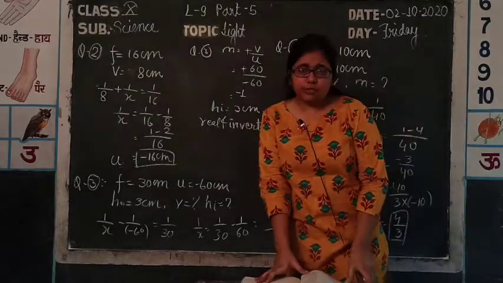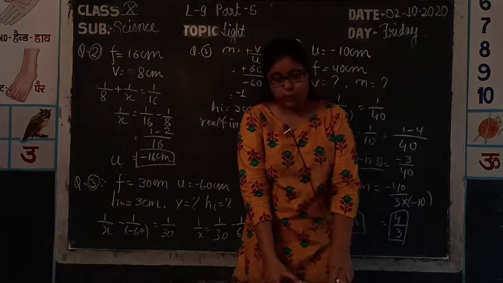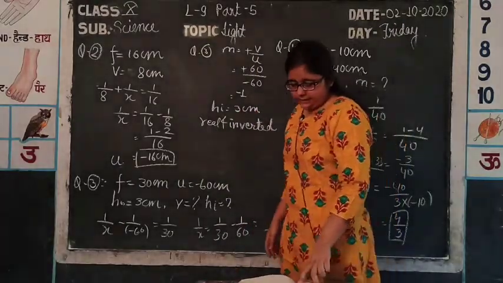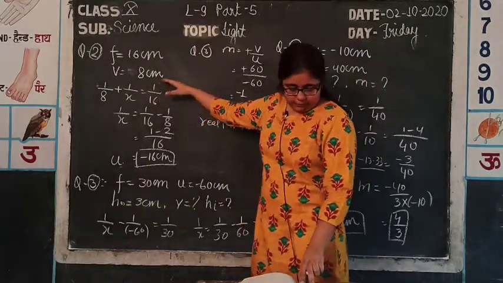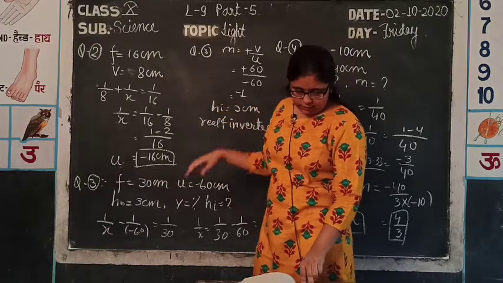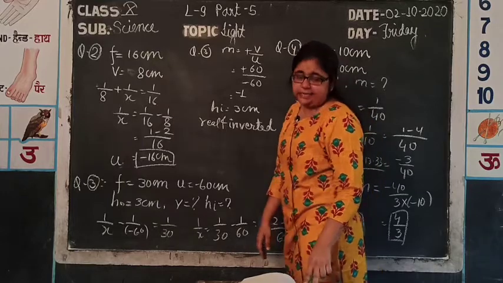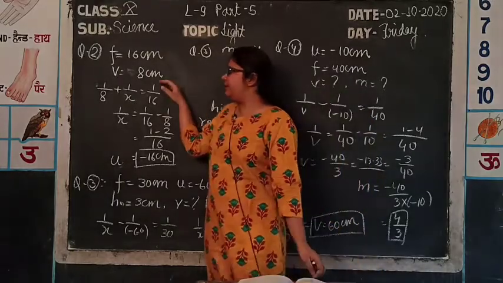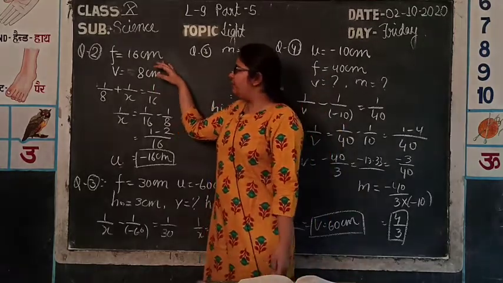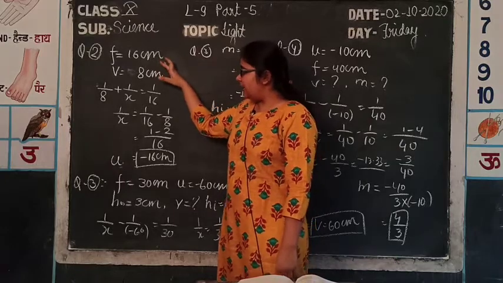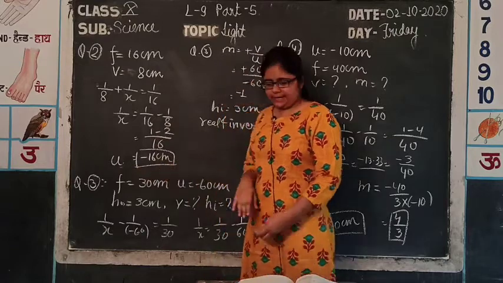So, the second numerical question is: an image of an object is seen at 8 centimeter, so V will be 8 centimeter as it is seen, from the convex mirror. If focal length of convex mirror is 16 centimeter, then you have to find the position of object. As it is talking about convex mirror, the image will be virtual and V will be positive. Focal length of convex mirror, so F will be positive 16 centimeter. Then by putting that in the mirror formula, you will get U, that is minus 16 centimeter.